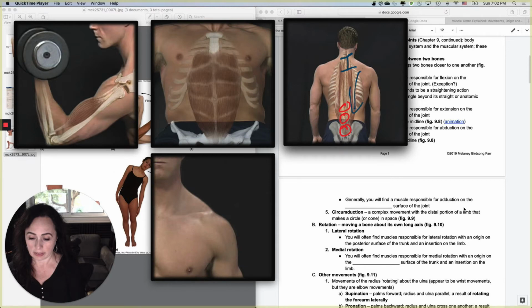So that is extension. This muscle right here that we are seeing is the antagonist to this muscle that we saw right there. So this one, of course, made you do crunches, and this one right here brought you back up from doing crunches. Okay.